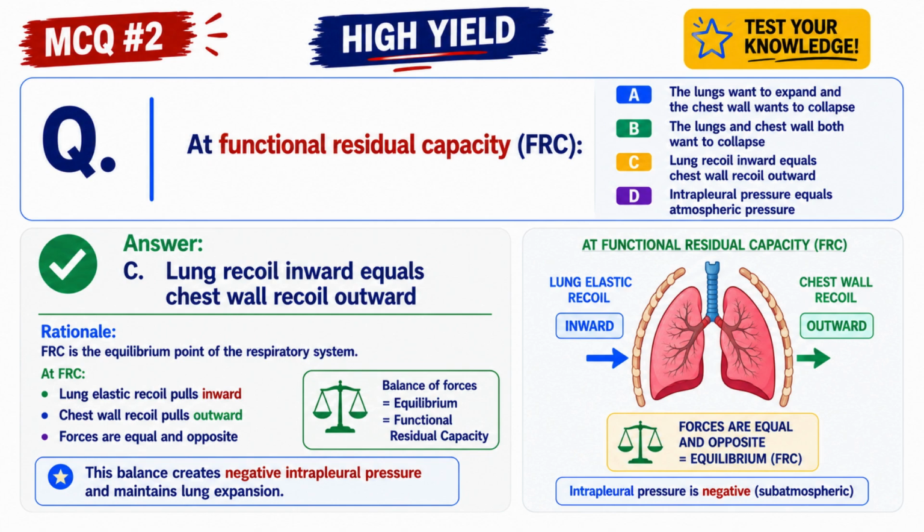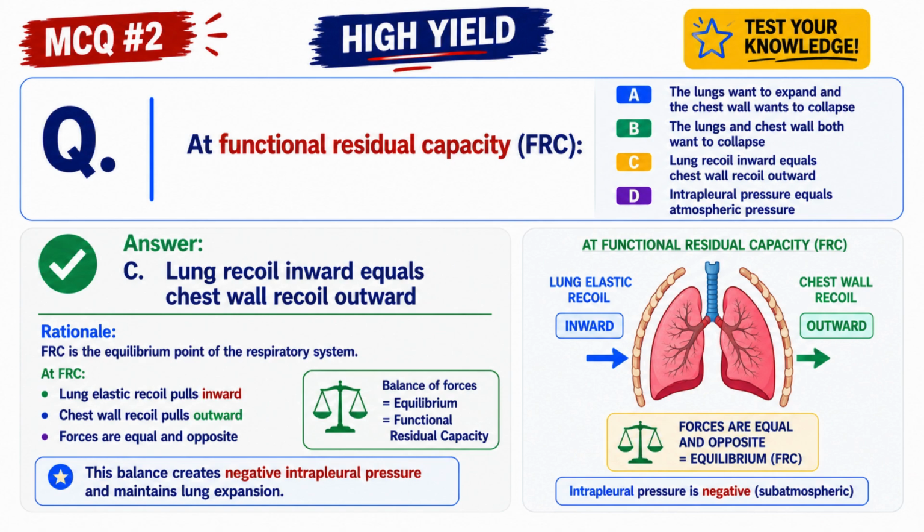Here's why. FRC is the equilibrium point of the entire respiratory system. Think of the lung-chest wall system as two springs opposing each other. The lungs, at all volumes above zero, want to collapse inward: elastic recoil. The surface tension of the alveoli and the elasticity of lung tissue pull the lung toward collapse. The chest wall, at volumes below its natural resting position, wants to spring outward: outward recoil.